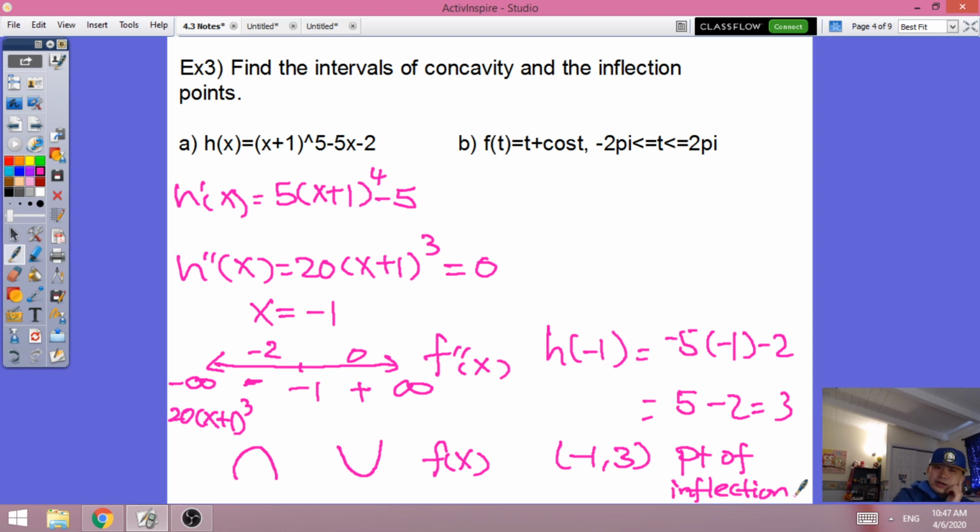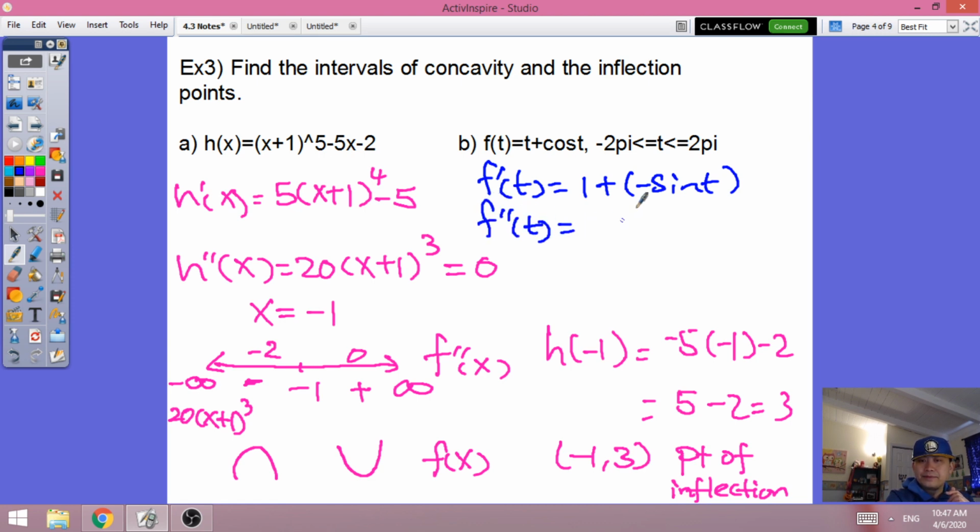Okay, now let's try the next one. The next one is quite similar. It's a trig function. Let's use a different color for this one, let's use blue. F prime of t is 1 plus negative sine t. Again, this one is just the first derivative. And then f double prime of t is the derivative of negative sine t, which would be negative cosine t.